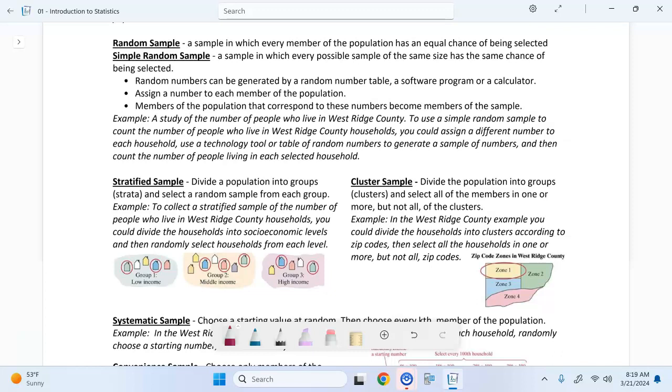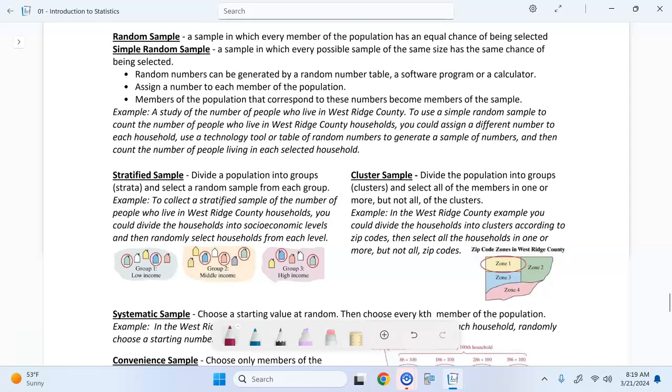If I wanted a simple random sample of Montverde Academy students, you've already got numbers assigned to you as your student ID numbers. So I would just use a random number generator to pick some random student identification numbers and then include those students in the survey.